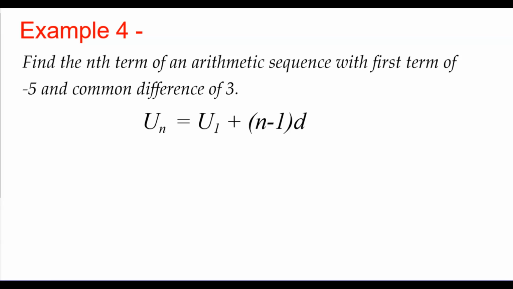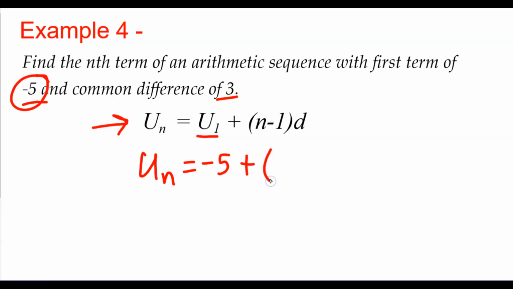So here we go. Find the nth term of an arithmetic sequence with the first term of -5 and a common difference of 3. Well, this is the explicit form for an arithmetic sequence, which we just figured out. To find the nth term, to find u of n, you're going to start with the first term, which is given to us as -5, plus n minus 1 times the common difference, which is 3.